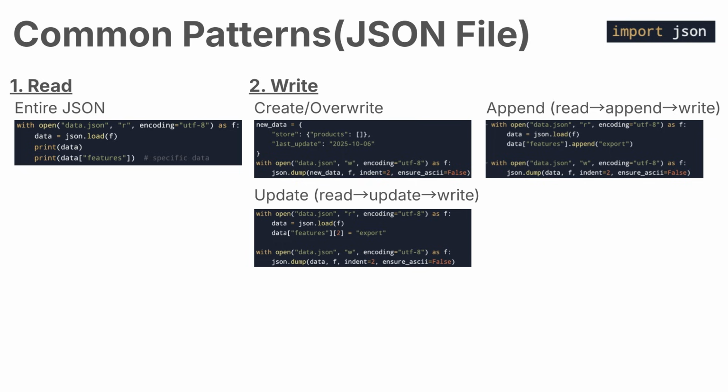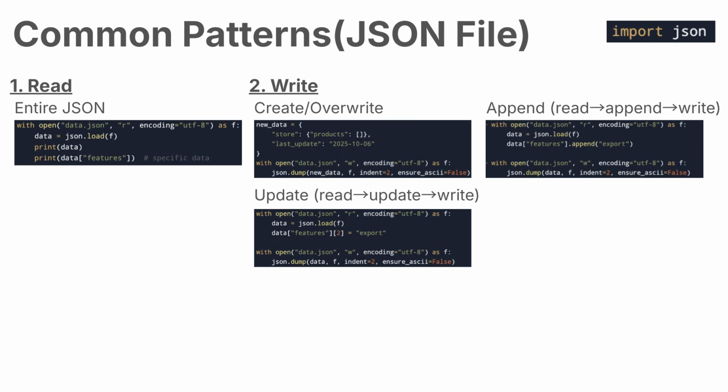3. Append. Read, append, and write. JSON isn't like CSV. There's no appending a row directly to the middle of a structured document. The safe pattern is read the whole file, modify the Python object in memory, like data['features'].append, and then write the whole thing back with json.dump. Think of it as updating a document rather than tacking on text.